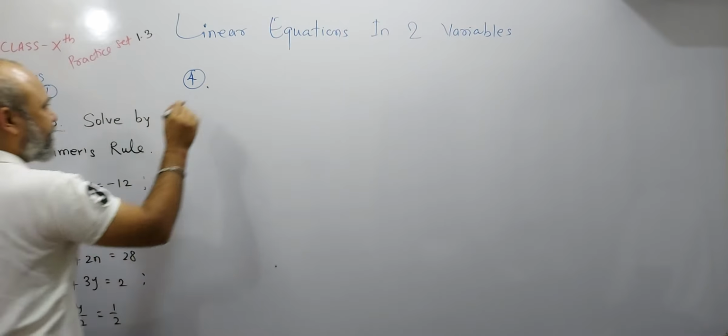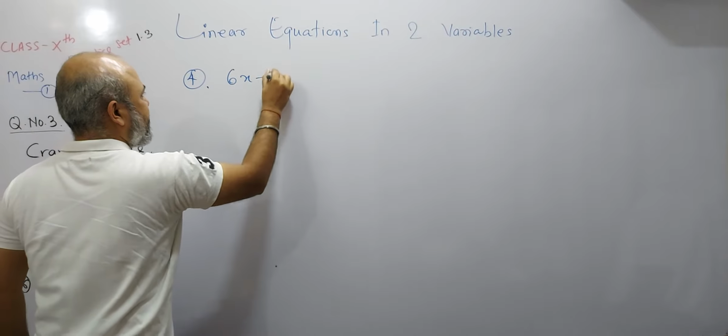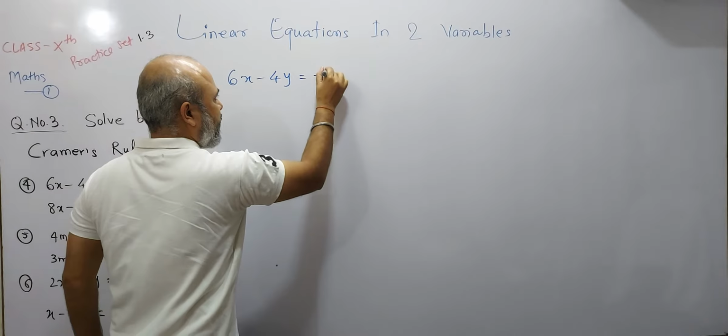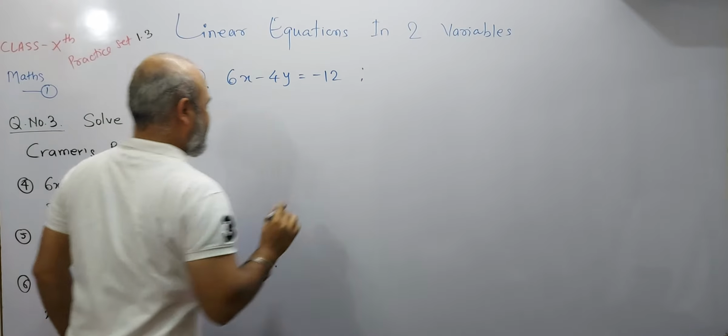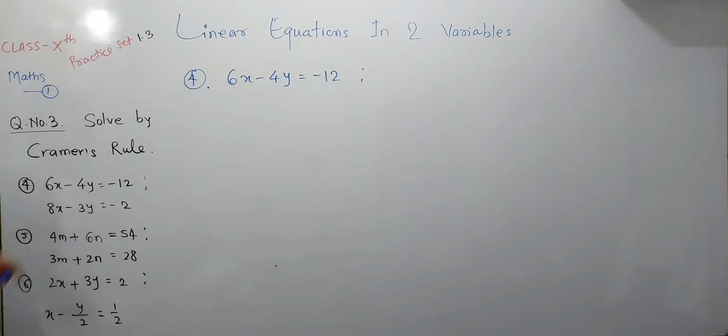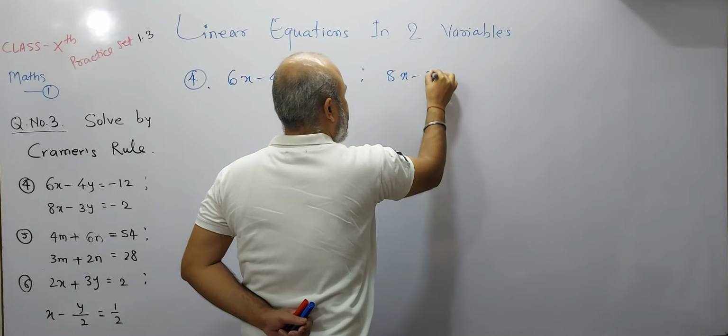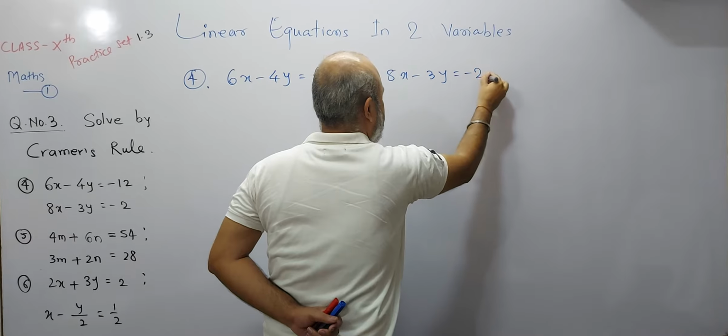The fourth one is 6x minus 4y is equal to minus 12. And the second equation is 8x minus 3y is equal to minus 2.